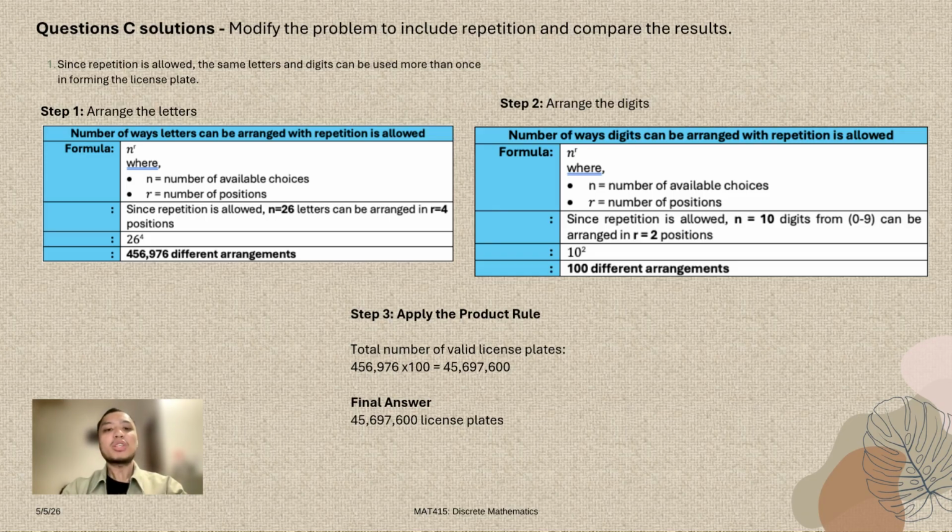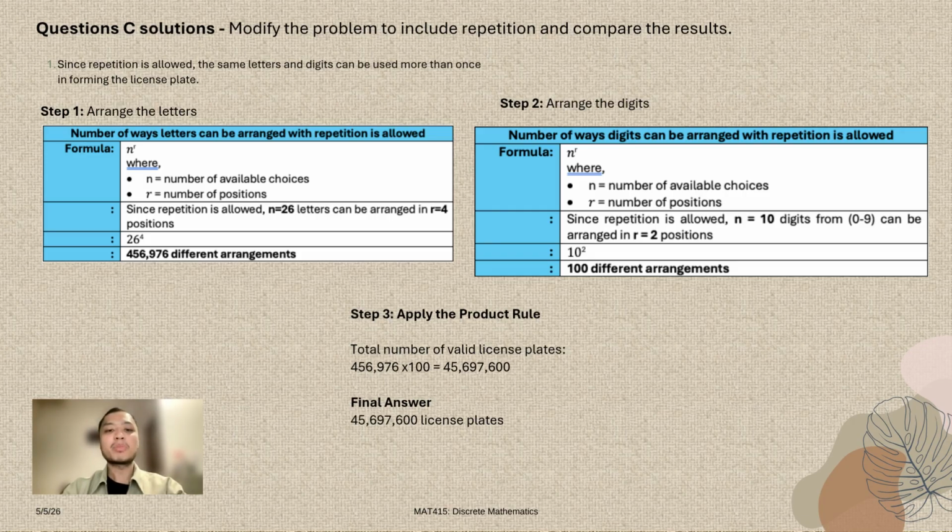For the second step, which is to arrange the digits, there are 10 digits from 0 to 9. So n is equal to 10. There are two digit positions, so r is equal to 2. Therefore, the number of digit arrangements is 10 to the power of 2. So this means 10 times 10, which equals 100 digit arrangements.